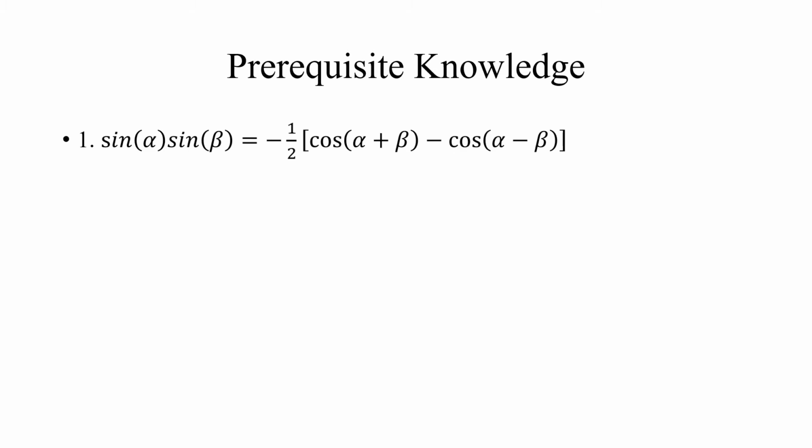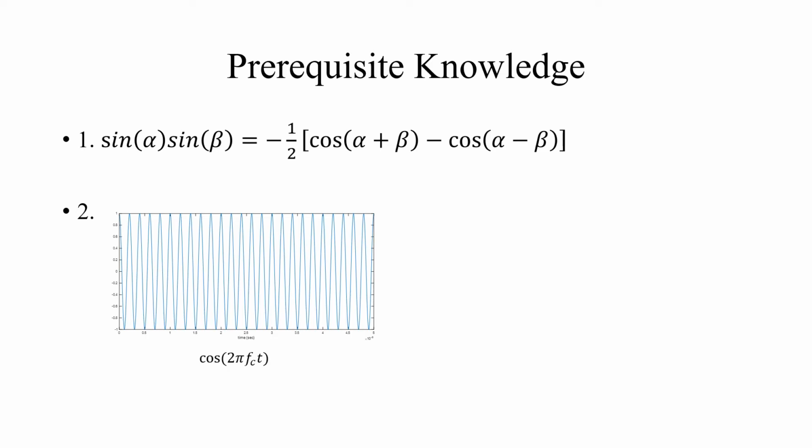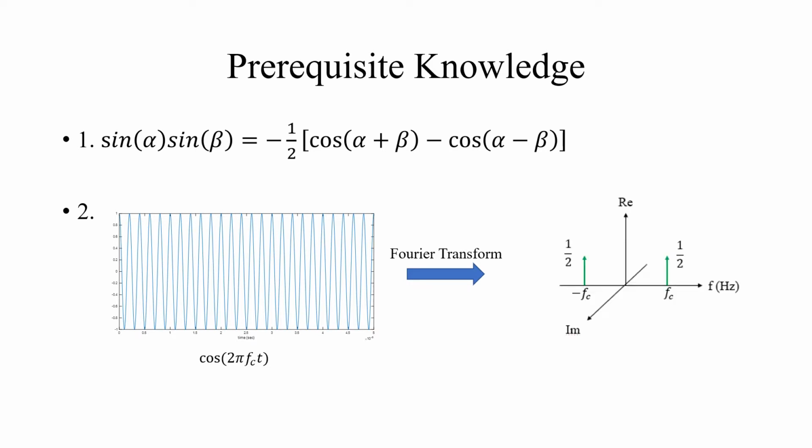Now, before we begin, we have to spend a few minutes on some prerequisite knowledge. Number one, we have some basic trigonometry that I think might be worth pointing out. I'm not going to prove it, but we will use it later in this video. Number two, if we have a pure cosine wave, what does its Fourier transform look like? Well, it should look something like this, which are two scaled delta functions at the positive and negative frequency of the signal. I know these are quite basic, so I'll just go through these briefly.